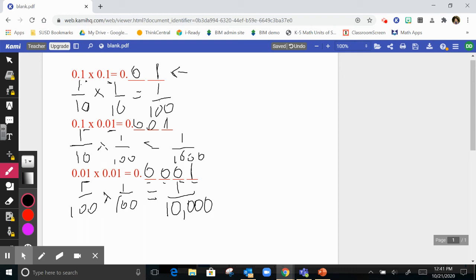Two numbers after the decimal in one factor, two numbers after the decimal in another factor. How many numbers are after the decimal in the product?